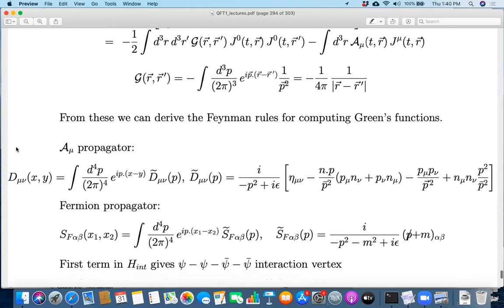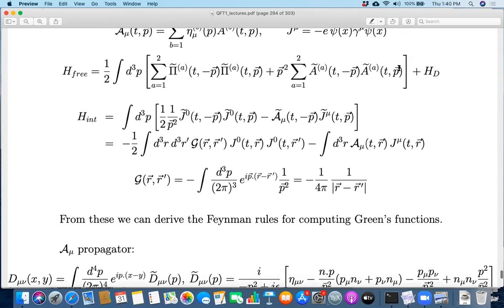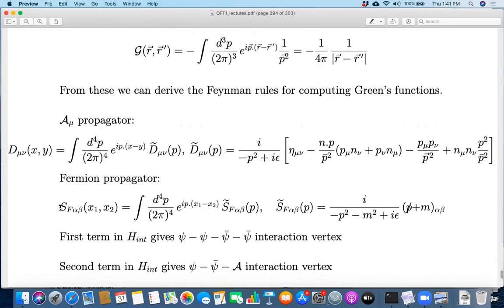So this is the photon propagator and this is the fermion propagator. Again, in H free, this is just the free Dirac Hamiltonian. The propagator for the fermion will be identical to what we had for the free Dirac theory. So that's S F alpha beta.